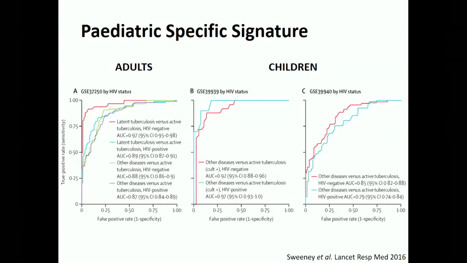And the last remark I want to make before I close my presentation is that we probably need a pediatric-specific signature. Our work and the Sweeney work published this year in Lancet Respiratory Medicine has shown that you cannot really use adult samples to come up with signatures that work in children. And as you can see here, they presented a 3-gene signature that works very well in adults, but not as good in children.